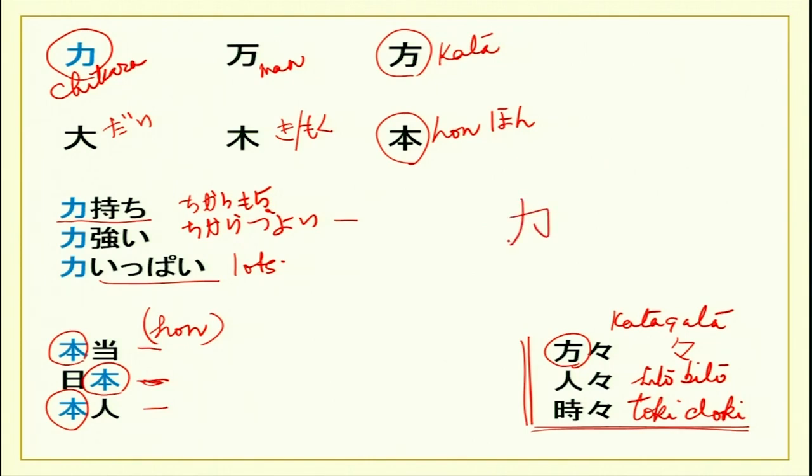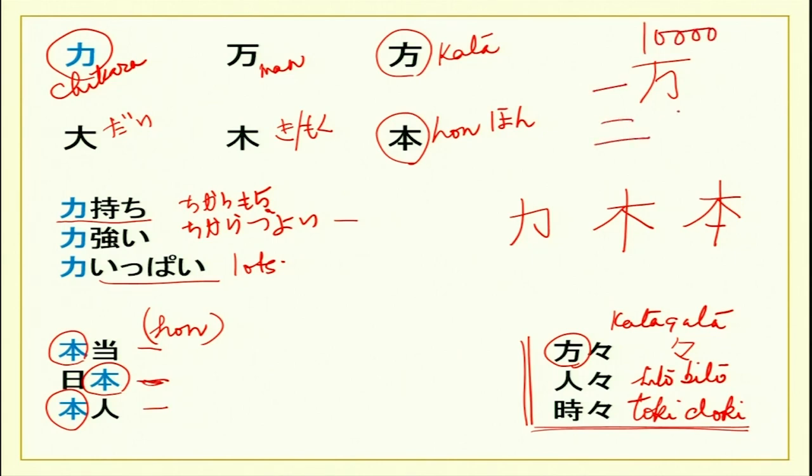Chikara is like this. We have done all the stroke orders, so I don't need to repeat it over here. Man, this one is for 10,000. I hope I write it correctly. So ichi man or ni man is the way it is going to be used. Now there are a few more.